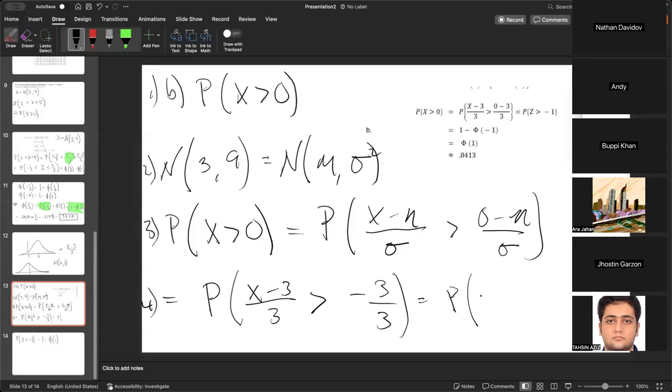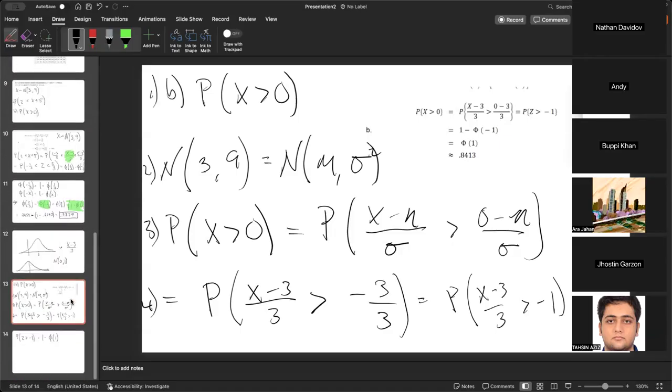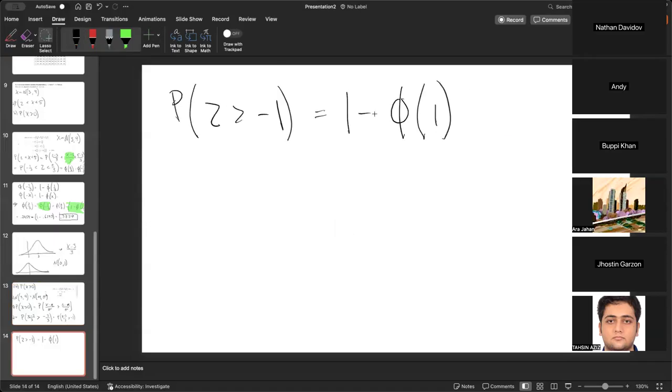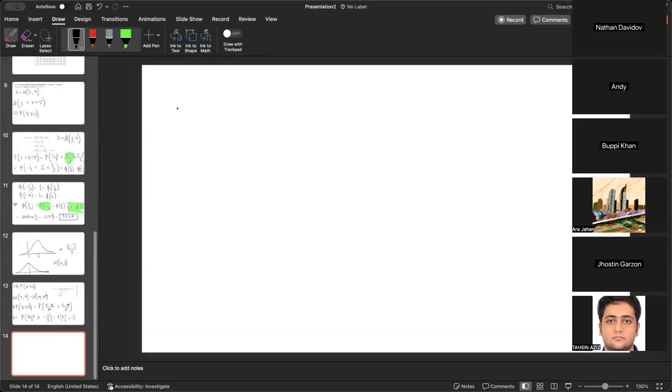So this is P of x minus 3 over 3 is greater than minus 1. Hold on, why am I making this mistake? Okay, I see what I did wrong. So this is equal to 1 minus phi of minus 1.